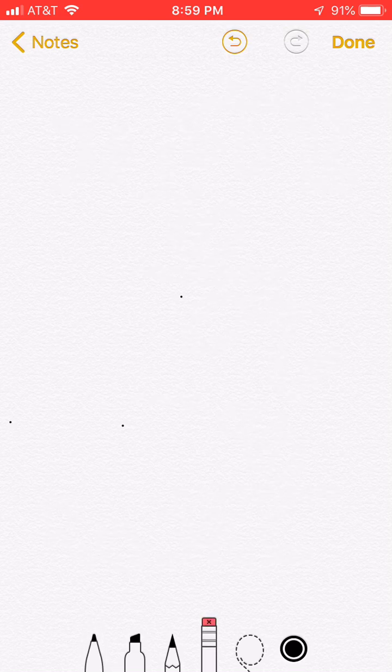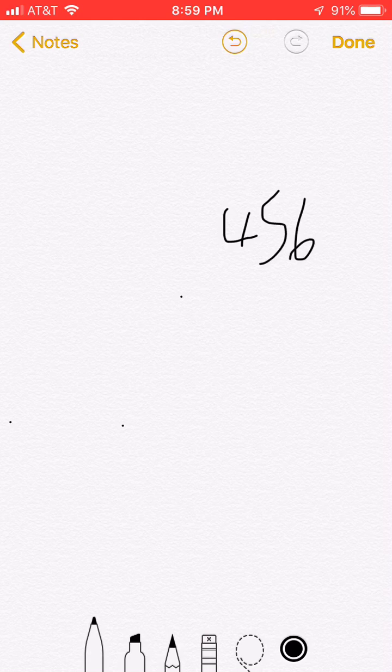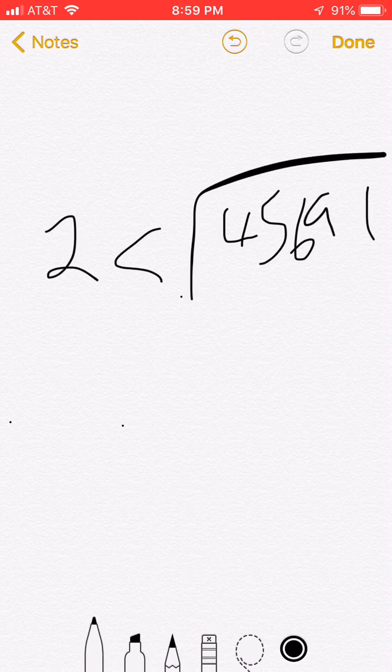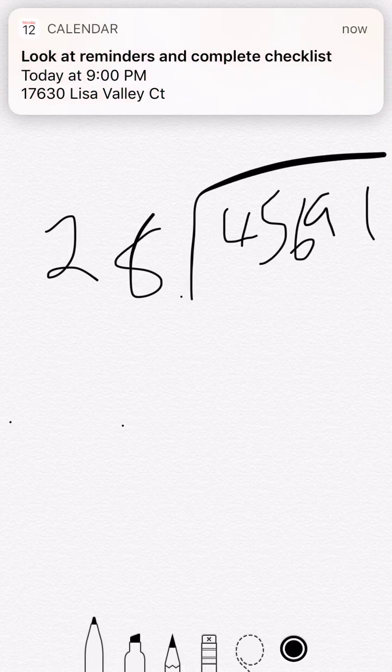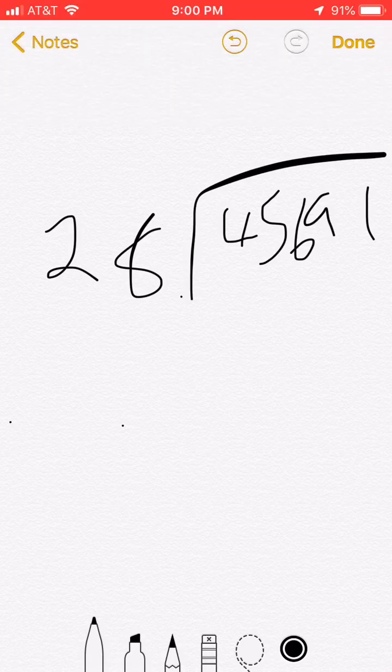Then our big, long problem, which takes me and probably you the longest time of all the problems I've given you. 45,691 divided by 28. And this is the part where I take out my calculator because I cannot do all of this stuff without a calculator. So give me a second to get out my calculator. There we go. Now that I have out my calculator, we can get started with this big, long problem.